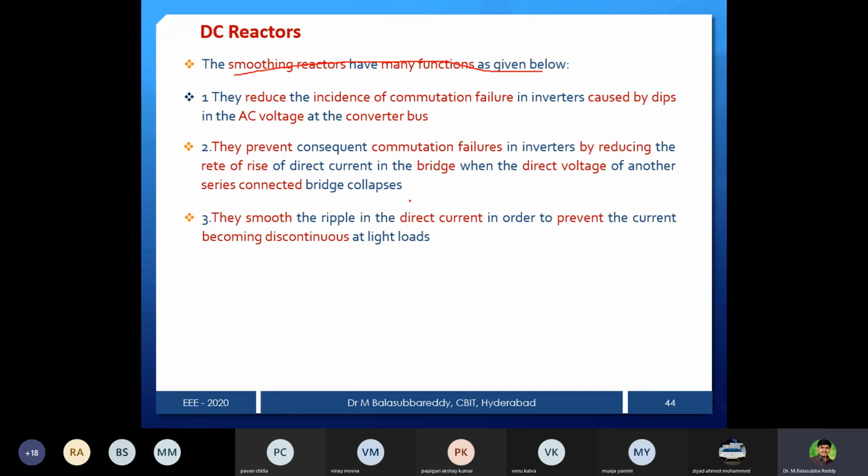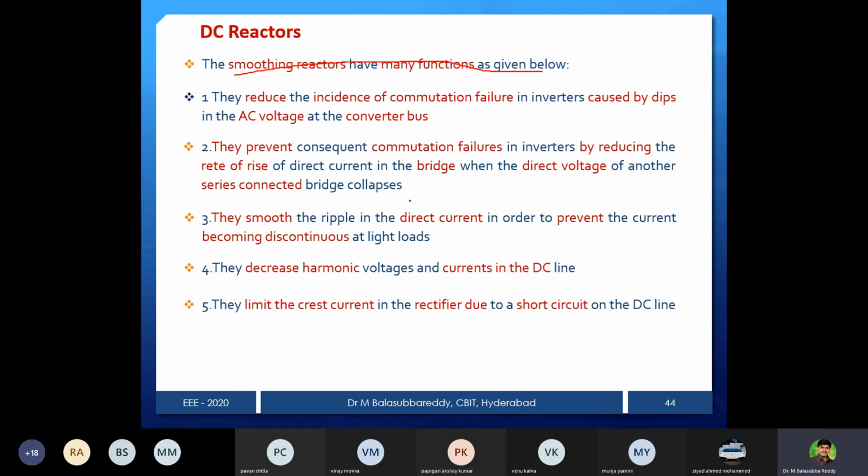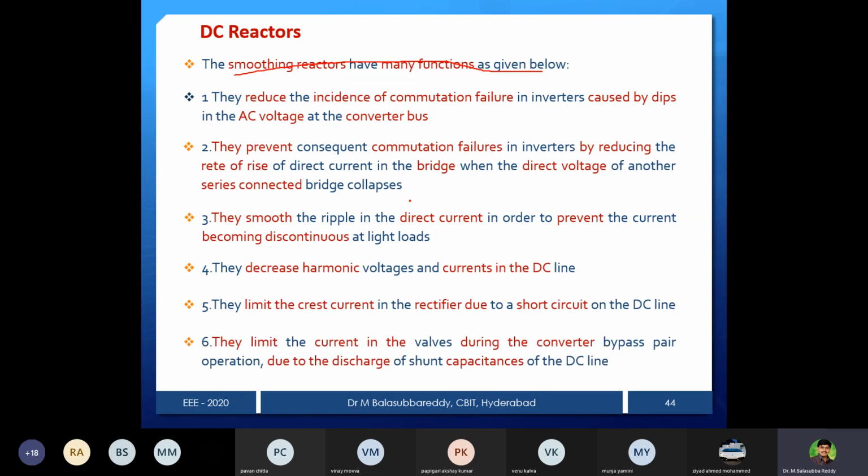That is another one. They smoothen the ripple. The order may change, but these are the major functions. Smooth the ripple in the direct current in order to prevent the current becoming discontinuous at light loads. They decrease the harmonic voltage and currents in the DC lines, and they limit the crest current in the rectifier due to a short circuit in the DC line. Another one is they limit the current in the valves during the converter bypass operation. So all whatever we mentioned earlier, same thing.